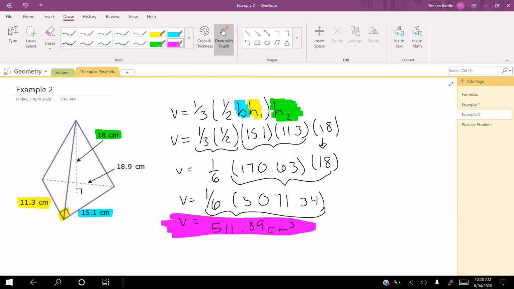And now both ways, if you find the base first and then plug it into the volume formula, or if you just throw it all together, is going to give you the right answer. You just have to be very organized in your work.